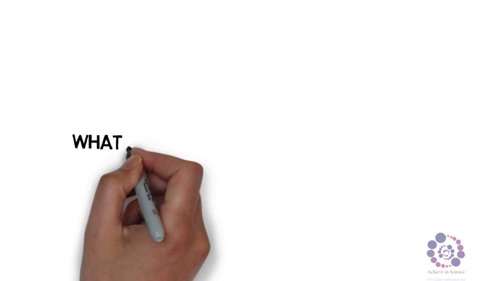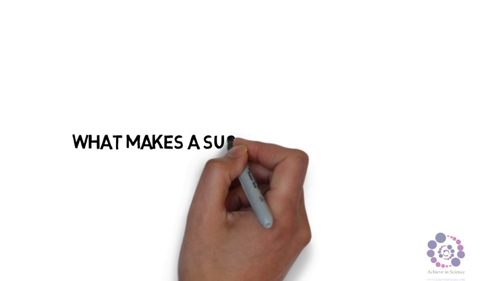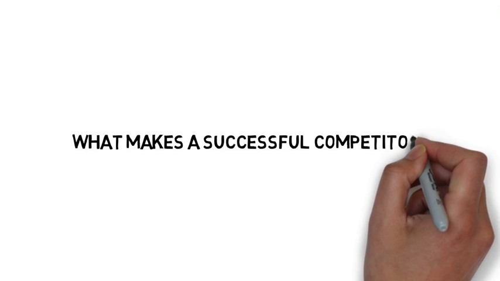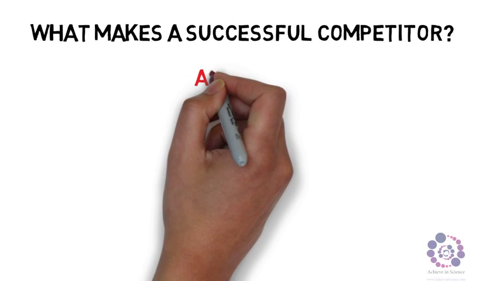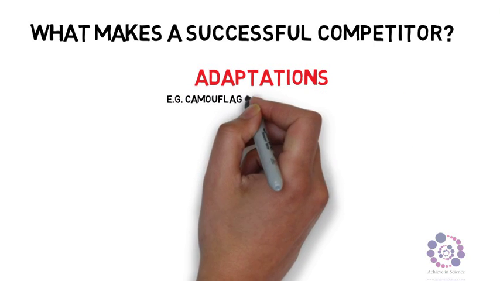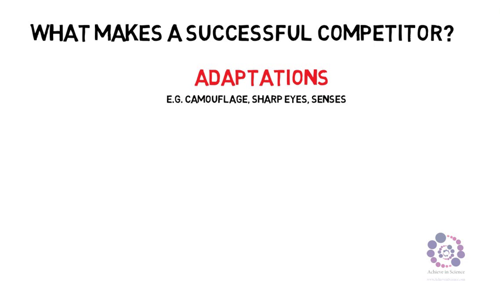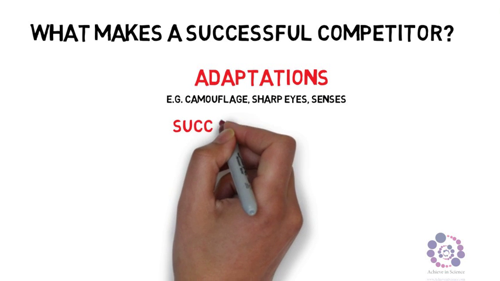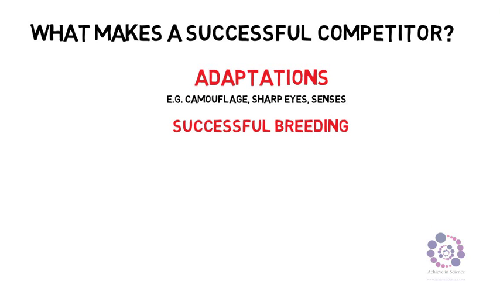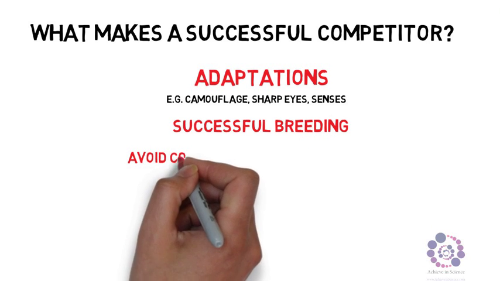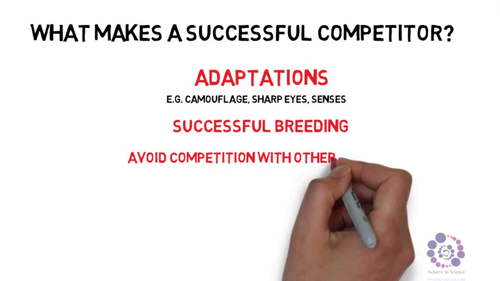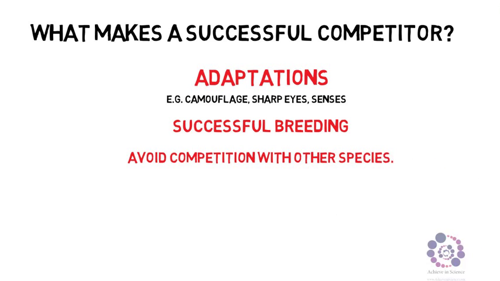Now let's have a look at, well, what makes a successful competitor? Now, in order to be a successful competitor, you need good adaptations. You need to be able to see any prey. You need to see any predators, and this could be through good camouflage to hide, or it could be from sharp eyes and senses. You need to be successful at breeding. You need to avoid competition with other species. You need to be able to defend the territory that you're in, where you live and where you feed.